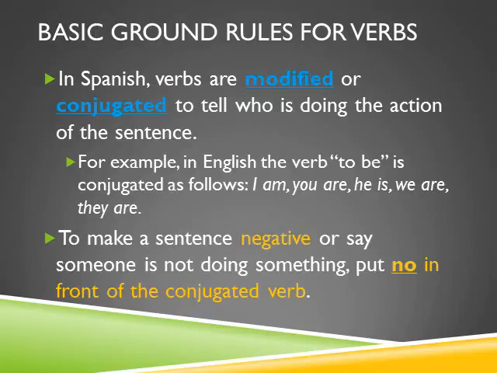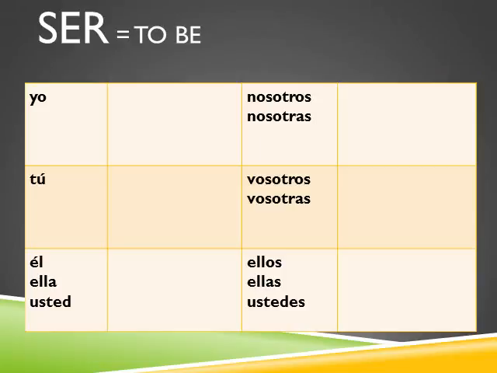Another note, to make a sentence negative or say someone is not doing something, you're going to put the word no in front of the conjugated verb, okay? You're not going to put it after like we do in English, you're going to put it before. Okay? All right. Now let's take a look at this verb ser, which means to be. We're going to go through the verb conjugations, so those verb forms that we're going to match up with our subjects. Okay? And I've organized it all into a chart. The same chart that you copied down for the subject pronouns.